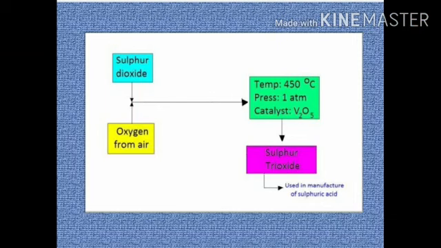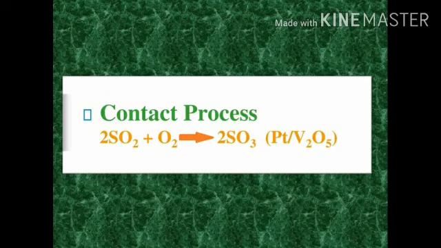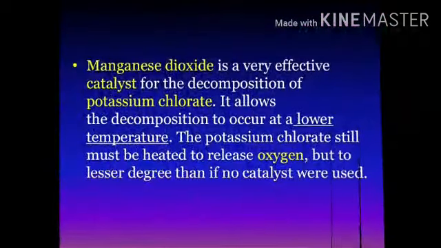Another such example where a catalyst is used is the formation of sulfur trioxide from sulfur dioxide and oxygen. This reaction takes place at a high temperature of around 450 degrees centigrade, atmospheric pressure of 1 atmosphere, and in the presence of the catalyst vanadium pentoxide. Vanadium pentoxide may be replaced by another catalyst, platinum. This process of formation of sulfur trioxide is known as the contact process, used during industrial preparation of sulfur trioxide.